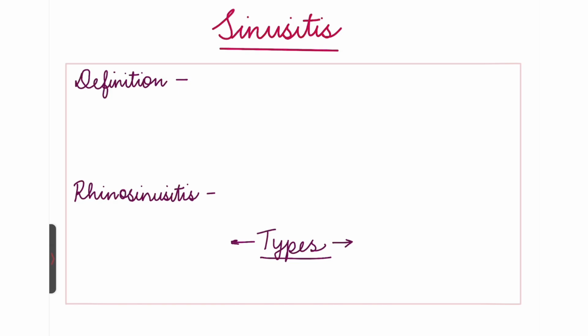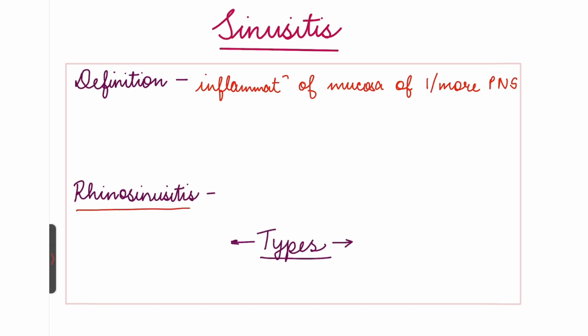The definition of sinusitis is inflammation of mucosa of one or more paranasal sinuses. But the term used today is rhinosinusitis. Rhinosinusitis involves inflammation of the nasal cavity along with paranasal sinuses.